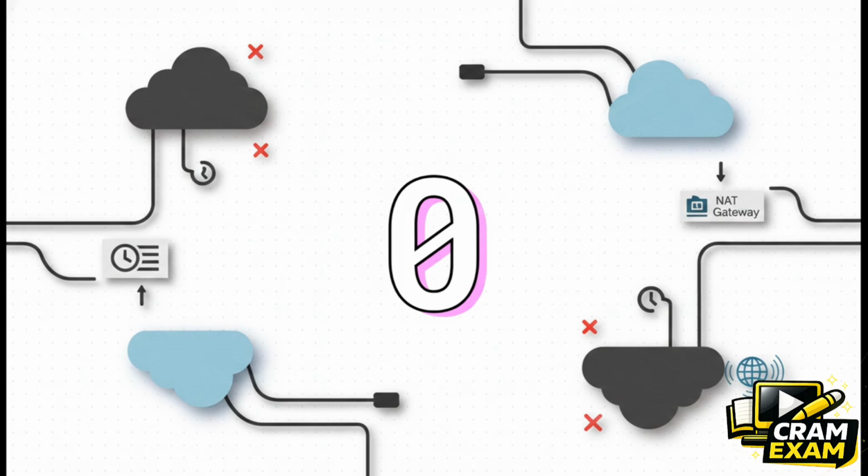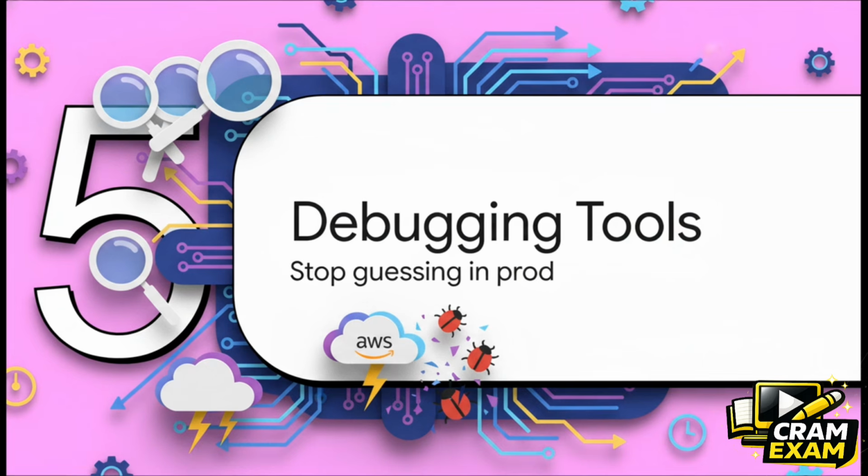0. 0 is the exact amount of default internet access a Lambda function has the precise second you attach it to a VPC. It completely loses its default public routing. It cannot reach the internet at all unless you explicitly deploy a NAT gateway in a public subnet and configure your routing tables. Without that explicit network path, your Lambda function just sits there in the dark and it times out. Moving to Section 5, Production Debugging Tools.